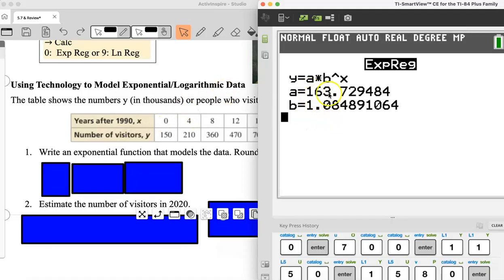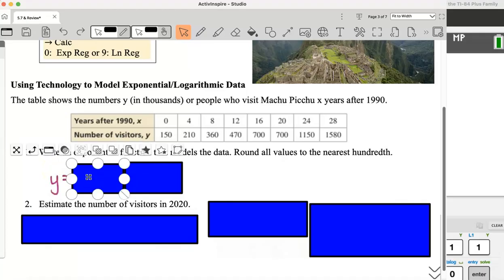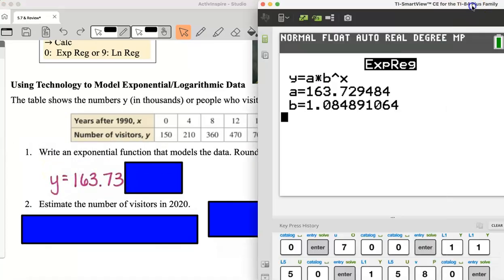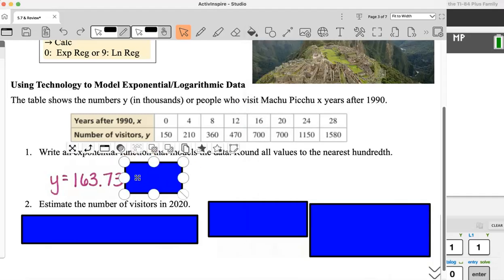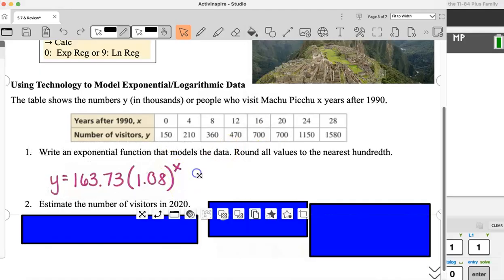So this would be 163.73. So you would start off with y equals what we just said, and then times. In Algebra 2 we like parentheses instead of the times symbol, and then that growth factor would be 1.08. And then we type an x at the top and we're done.